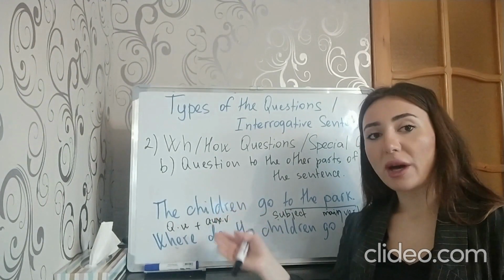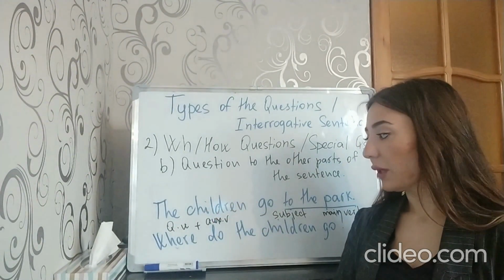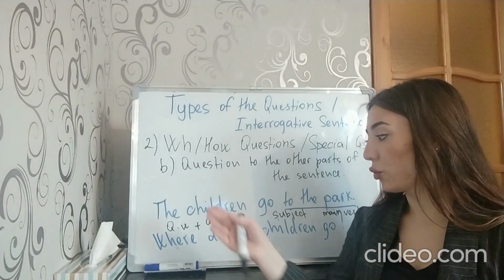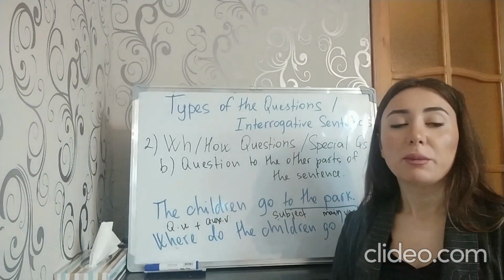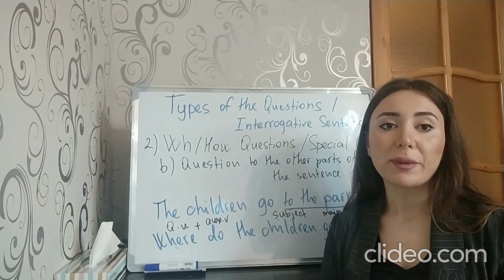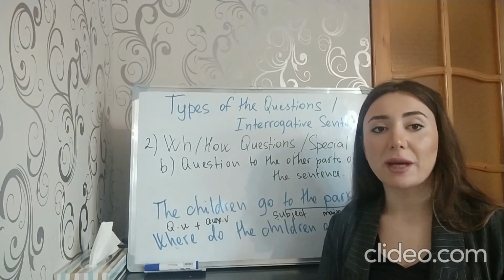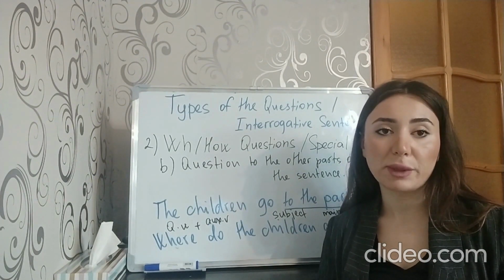In the question to the other parts of speech, the structure of the sentence is question word plus auxiliary verb plus subject plus main verb. That is the difference between question to the subject and question to the other parts of speech.